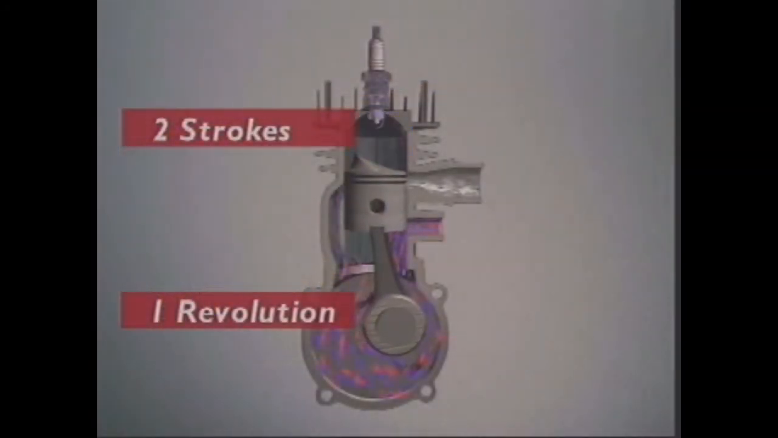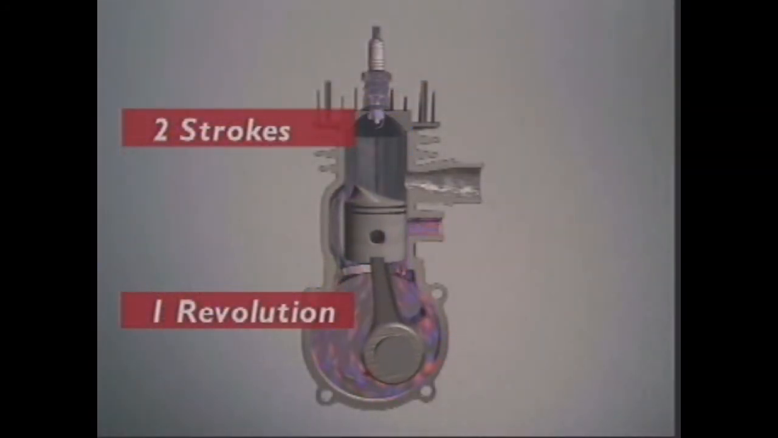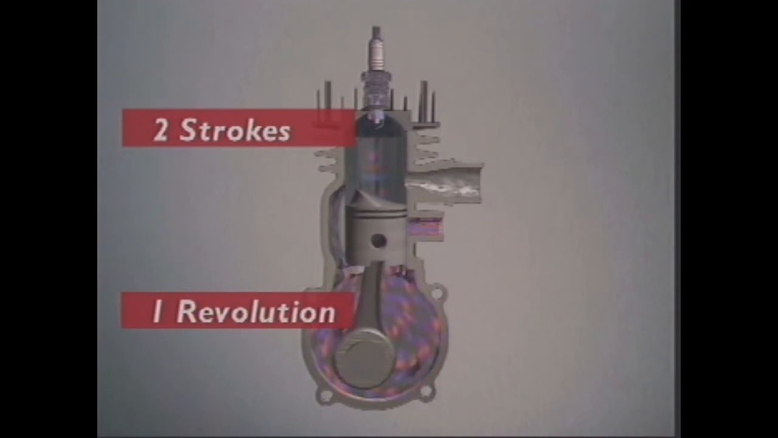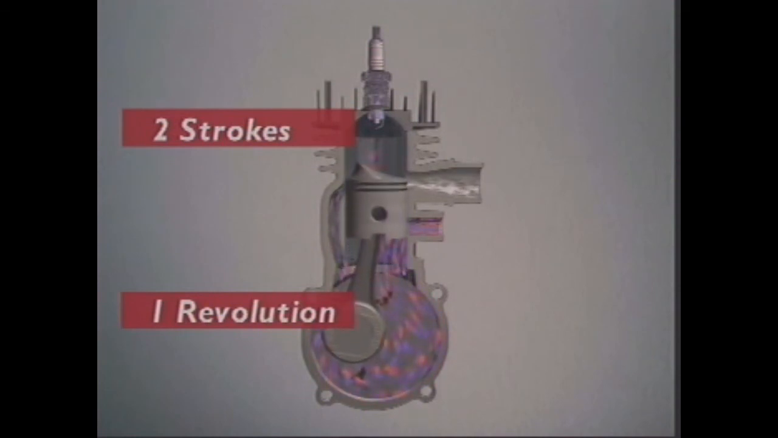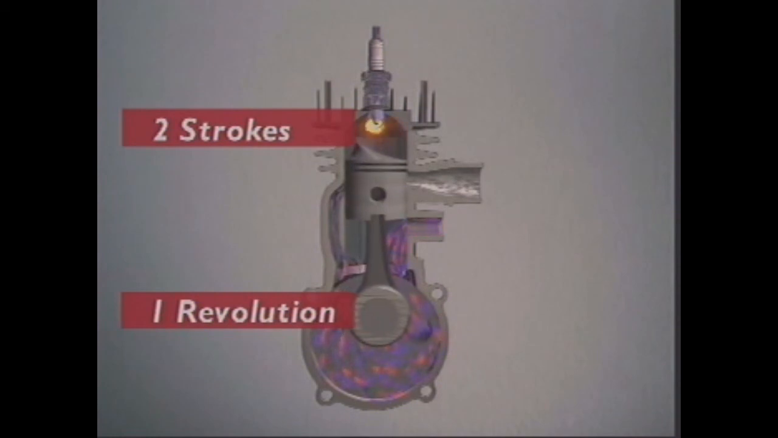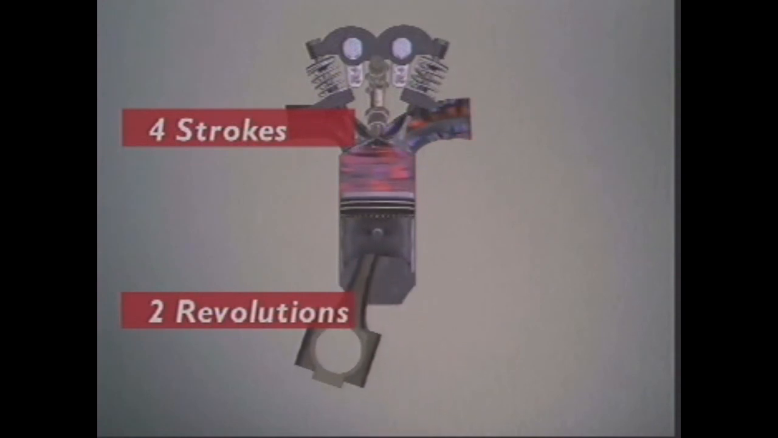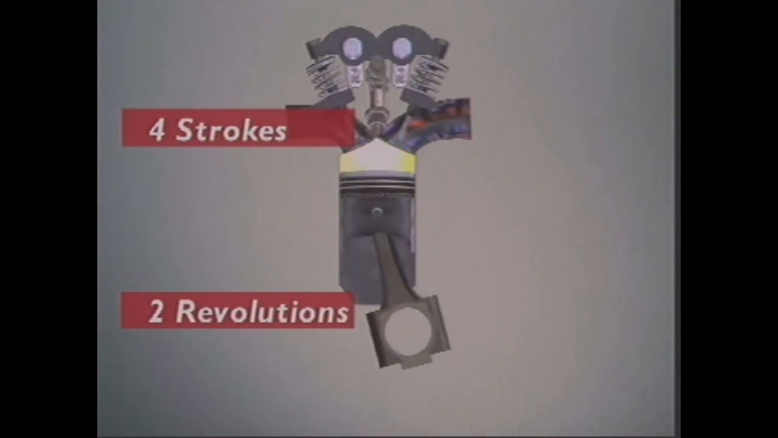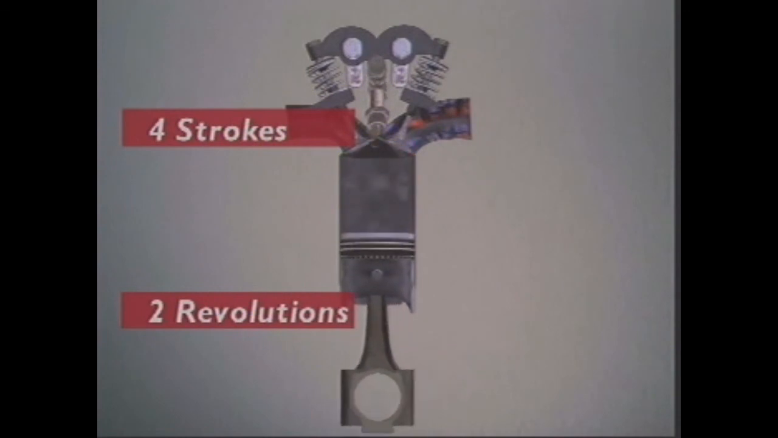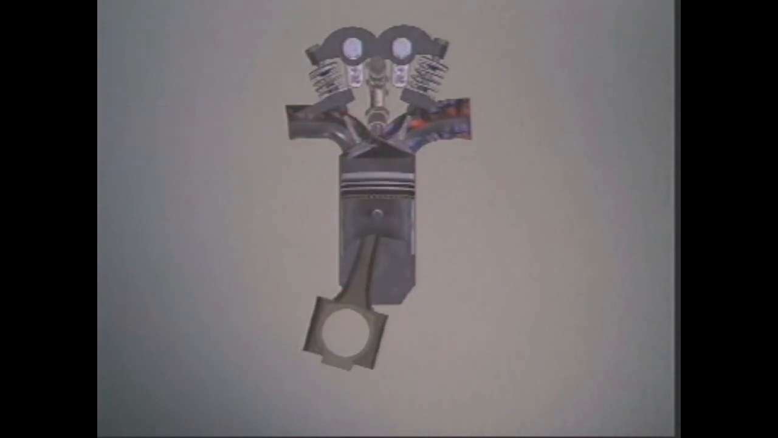The 2-stroke engine makes only 2 strokes, 1 up and 1 down for each time it fires. That's only 1 revolution of the crankshaft for each cycle. Compare this with a 4-stroke that needs 2 revolutions of the crankshaft for each engine cycle, and only 1 power stroke for each 4 engine strokes.